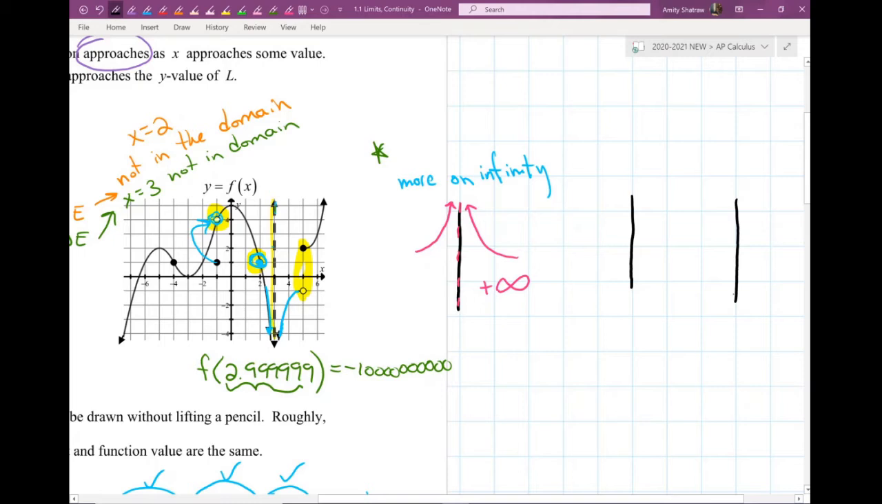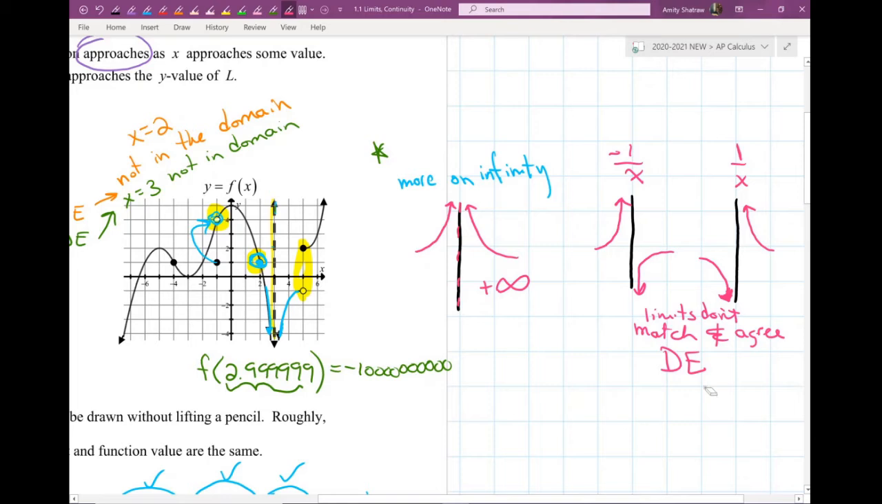So what if, though, it's occurred to some of you maybe, like, oh, well, what if I had a function that looked like this, where one side is going up and the other side is going down? You might remember, by the way, that we have seen such graphs when we talked about important graphs to memorize. I feel like this guy right here is like 1 over x, and this guy right here would be like -1 over x, right? So in this case, the limits don't match and they don't agree. Therefore, it does not exist. Okay? So keep that in mind. It only exists if you say that they're coming together.